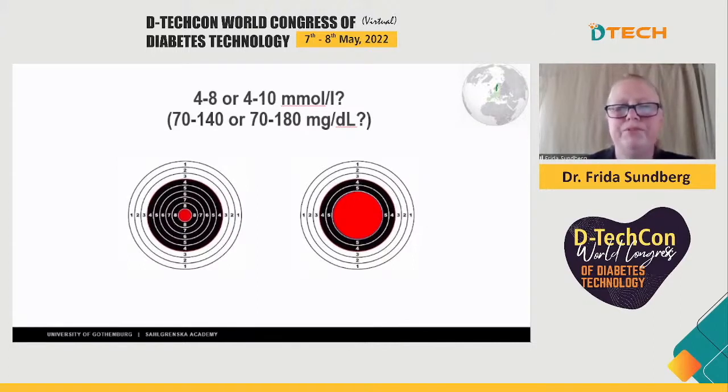Of course, you can insulin treat in different manners, but if you compare this with playing darts, the person who aims to hit the center of the circle is probably going to be a better dart player than the one who aims to just hit anywhere in the target. And this is important.